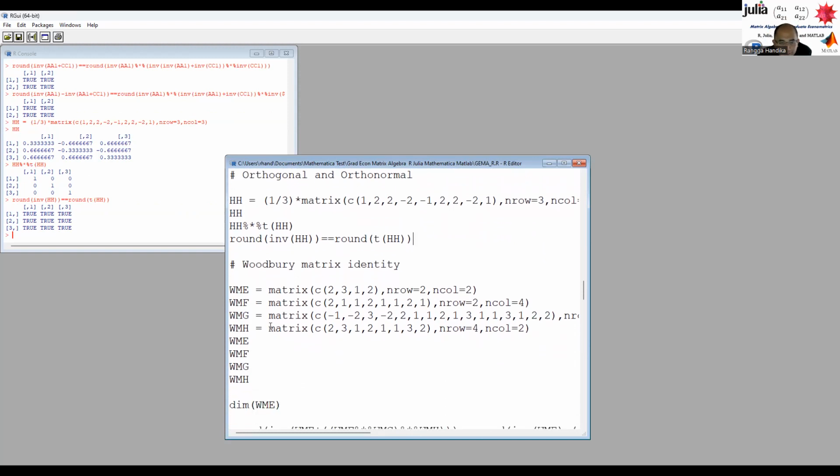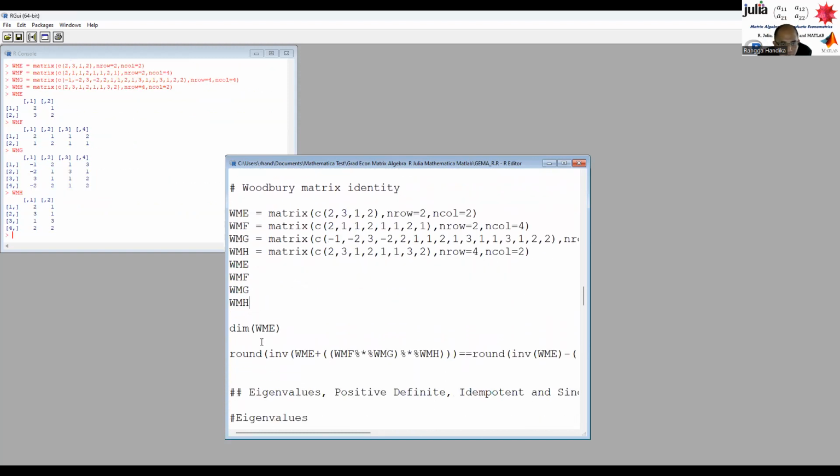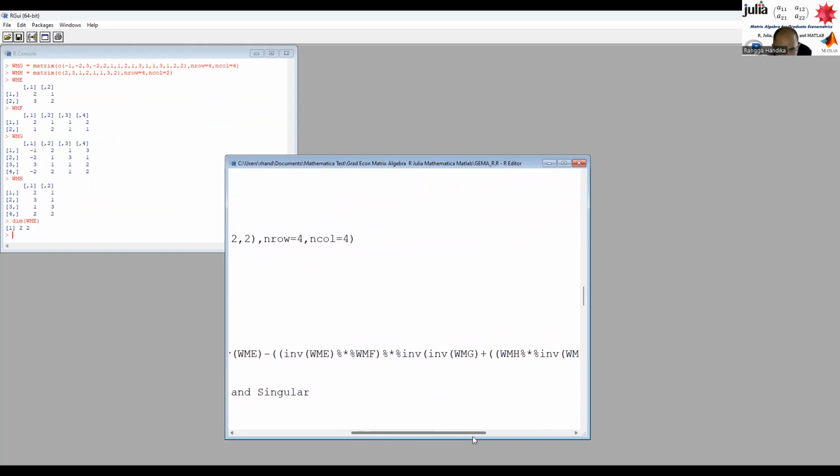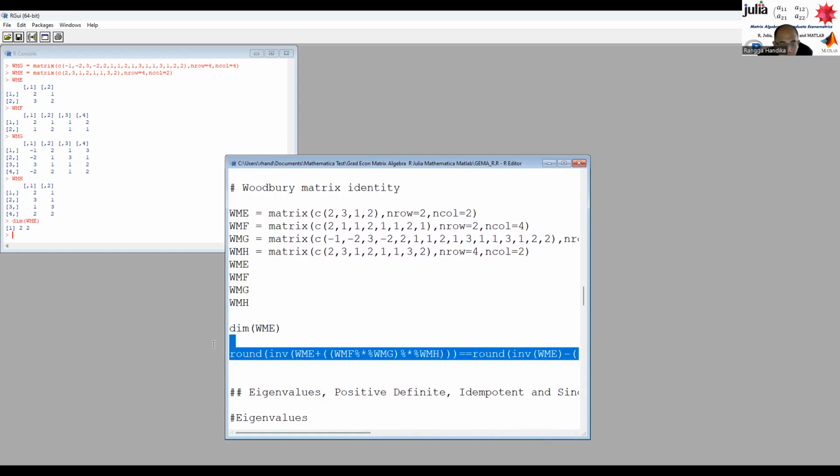There is a Woodbury matrix identity. This is a bit more complicated. So suppose there are 4 matrices. You can see the inverse of E plus F, G and H will be equal to inverse E minus, in long brackets, inverse E multiplied by F multiplied by the inverse of the inverse G plus H multiplied by inverse E multiplied by F, and after that the inverse multiplied by H multiplied by inverse E. Ooh, quite long. Woodbury matrix identity.